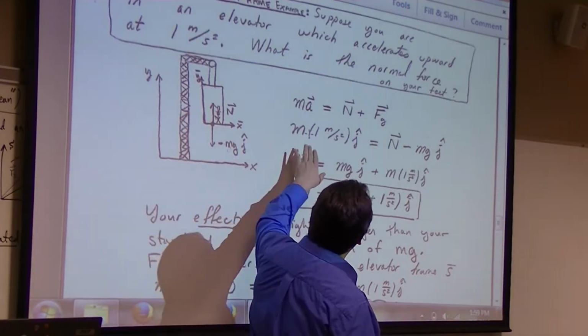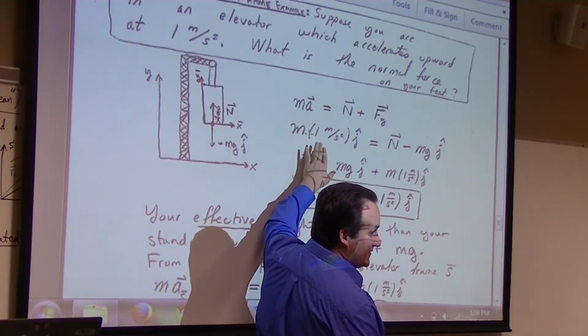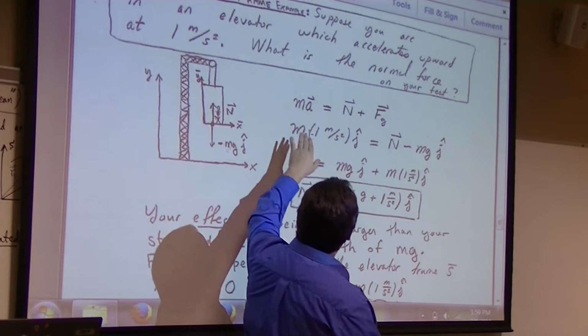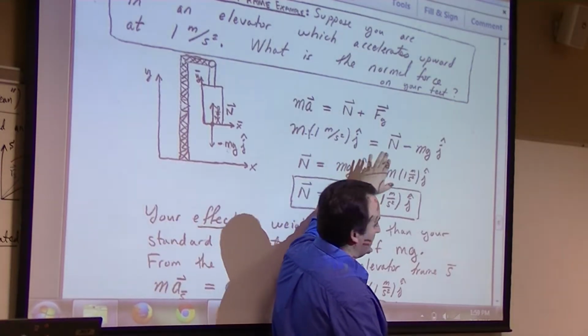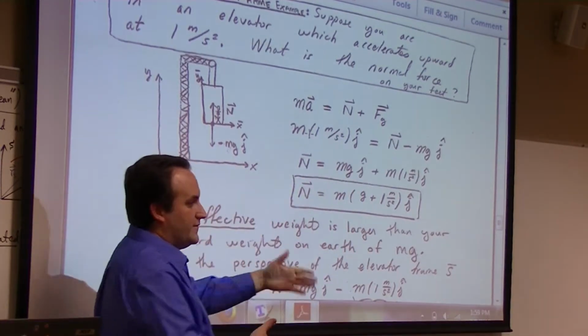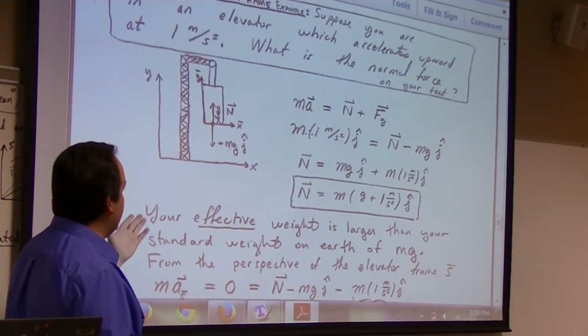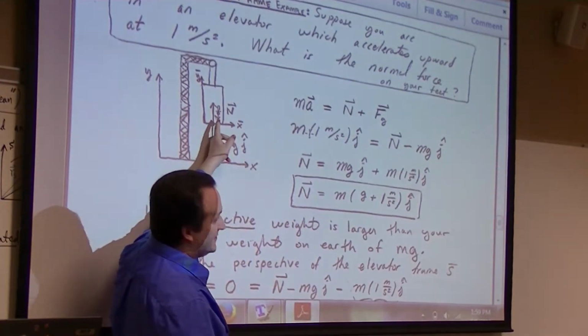Okay, so Newton's second law says that the mass times the acceleration is equal to the normal force plus the force of gravity. Why? Because those are all the forces that are at play. That's it for the system. As I think about Mr. Top Hat, the mass here is the mass of Mr. Top Hat.